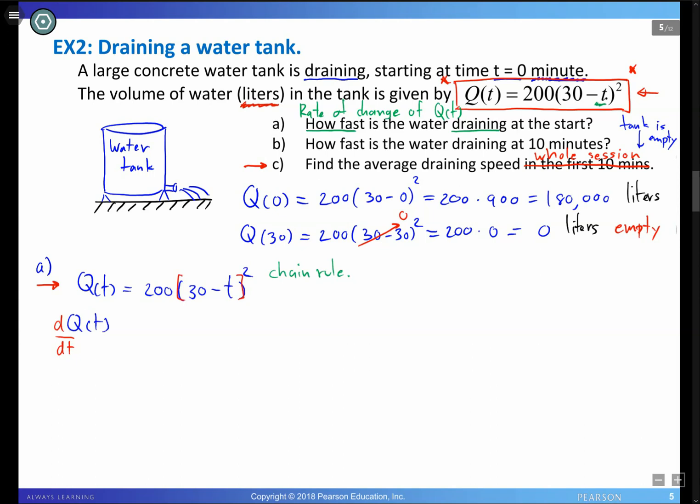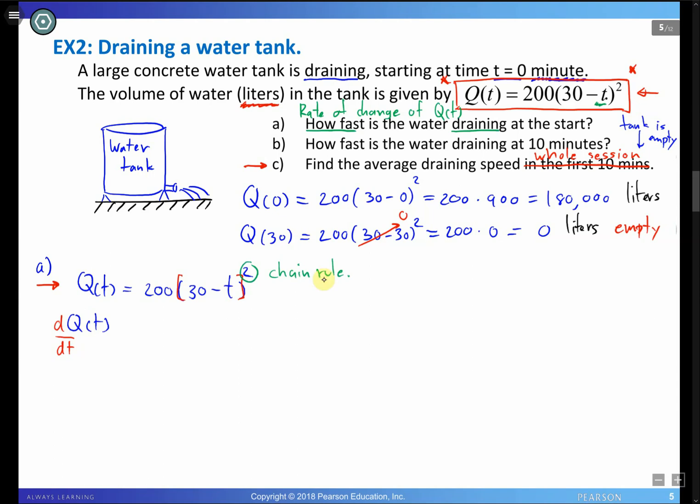So we are going to diff one after another, starting from the most outside function, and then we proceed to the next one. Looking at this, I think the most outside function is the square. So I'm going to work on this one, the square right here. To diff the square, I use the power rule.